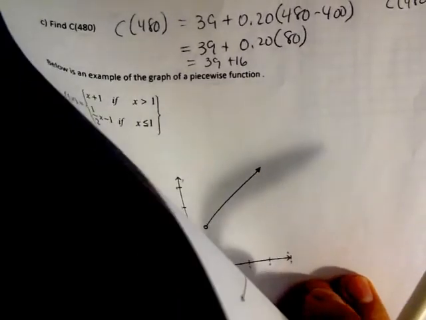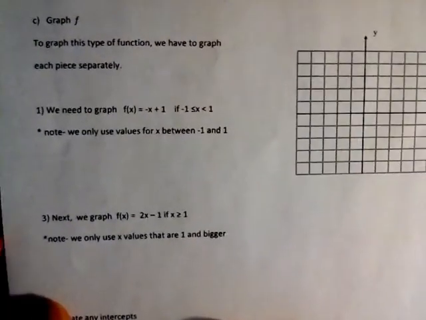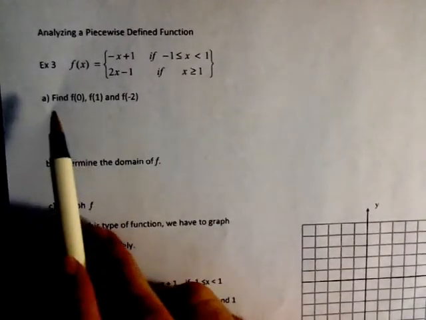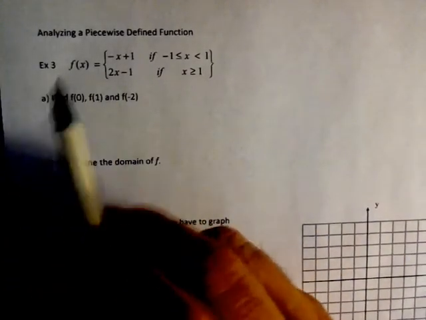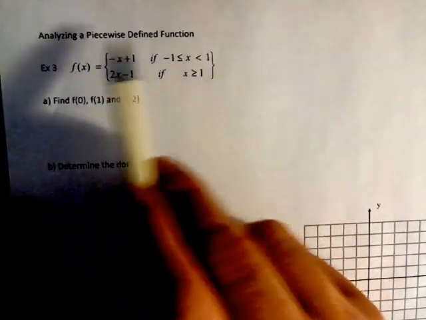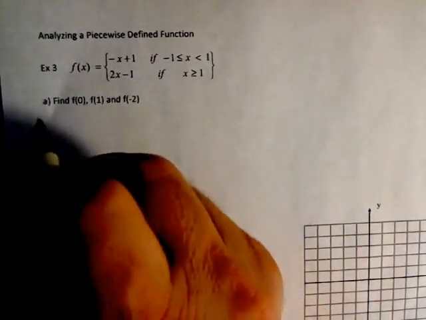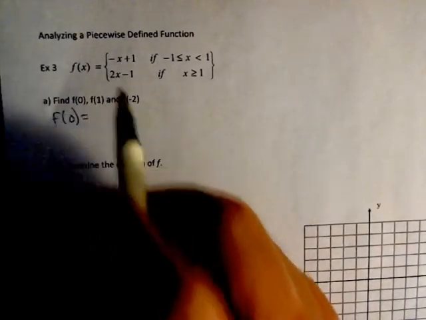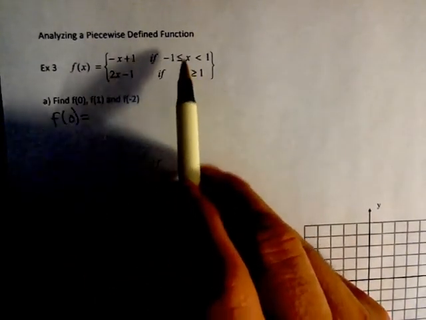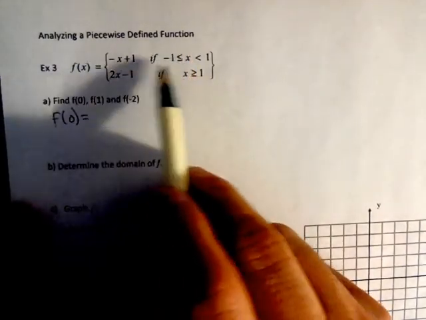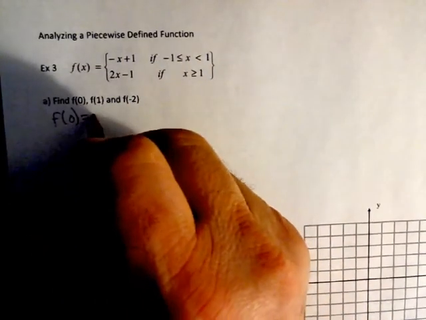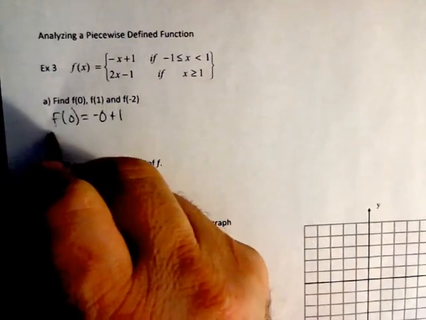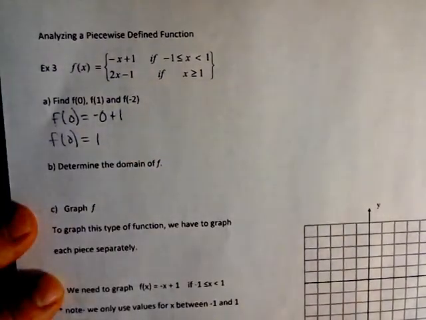Now let's look at one of these and take it from start to finish. Again, know the difference between evaluating and graphing. Two different methods. If I want to find f of 0, and I'm given this piecewise function, it's one function. So I say, okay, f of 0, 0 is my x. Where does it fall? Which equation do I use? Well, 0 is between 1 and negative 1, so I use this top equation. So f of 0 is 1.